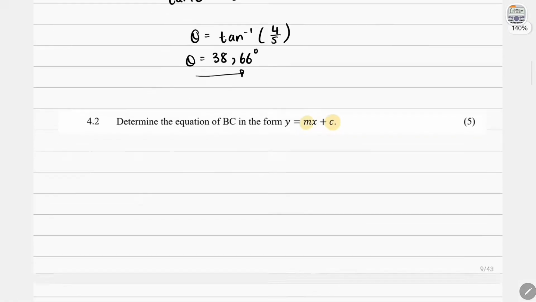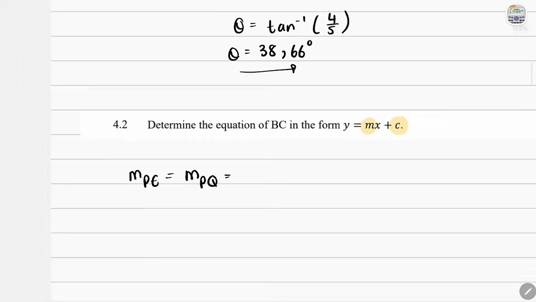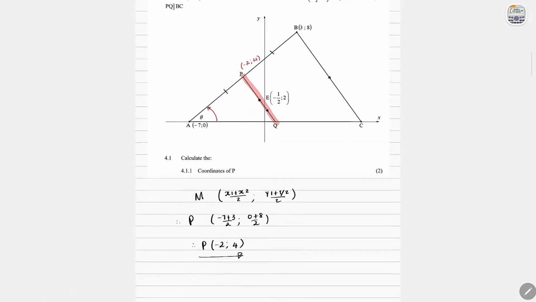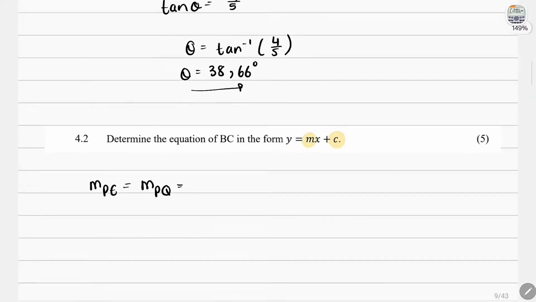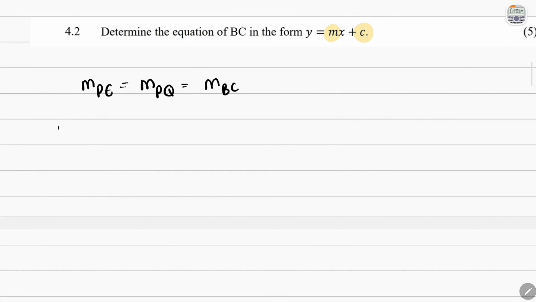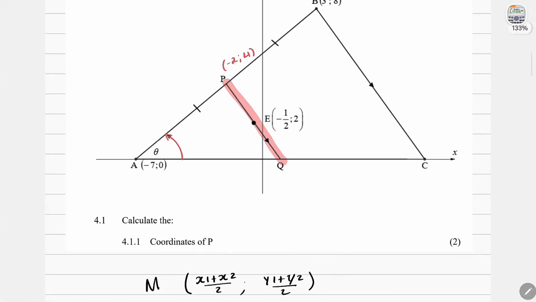Okay, so let's go. To find the gradient of PQ, we'll say that the gradient of PE is equal to the gradient of PQ. And we also know that's going to be equal to the gradient of BC, since those lines are parallel. I'm just stating this initially. Okay, it's equal to the gradient of BC as well. So let's use P and E. P was this point. We'll just put the points down first.